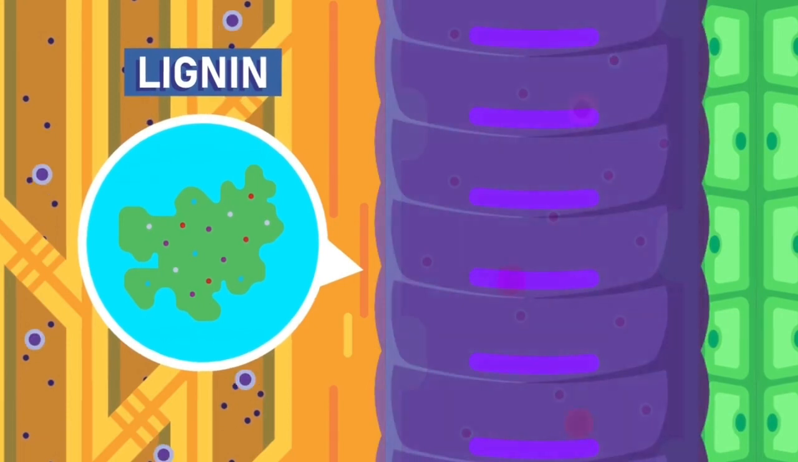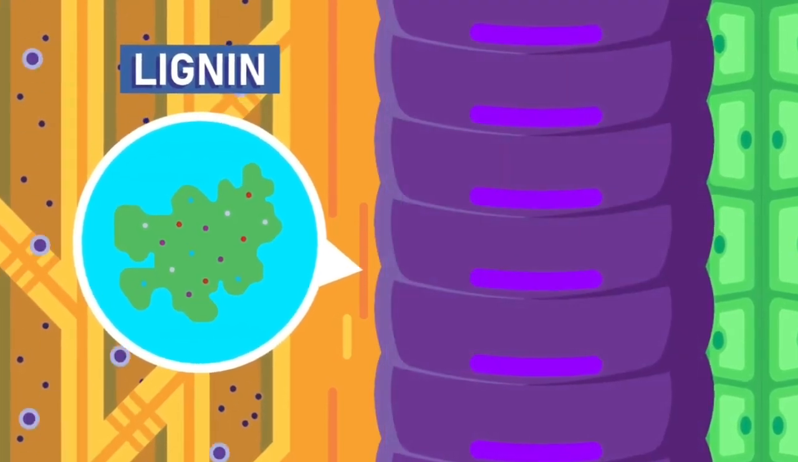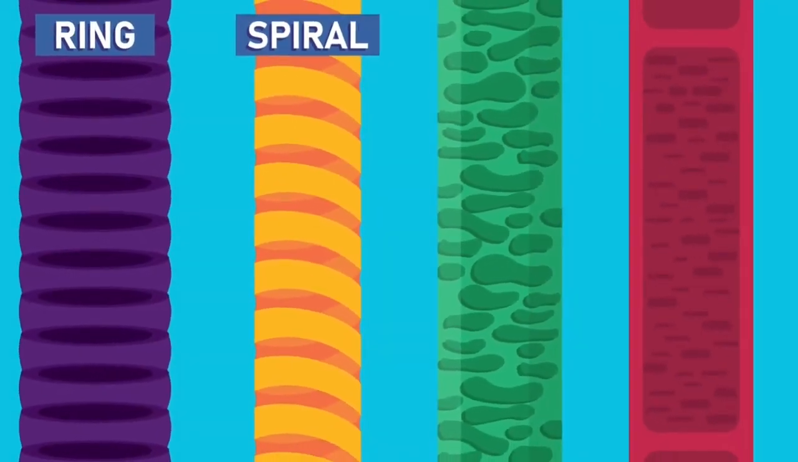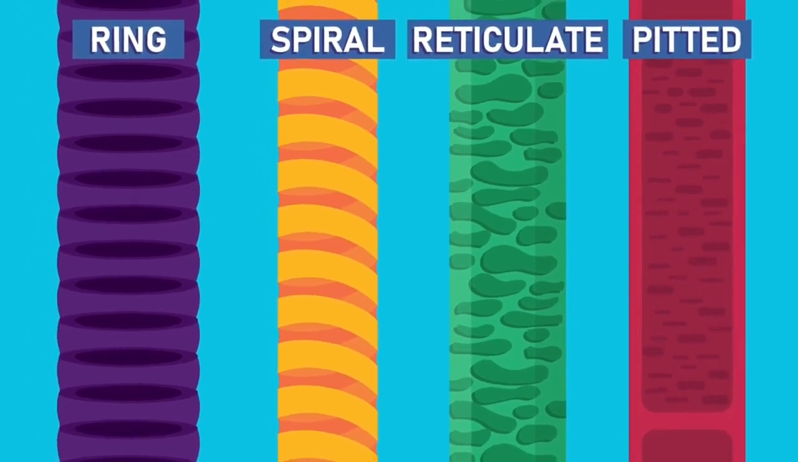The pattern of lignin will vary depending on the location. It can be a ring pattern, spiral, reticulate, or pitted.